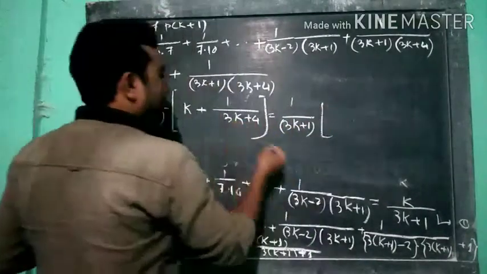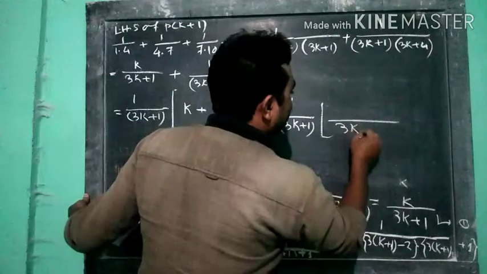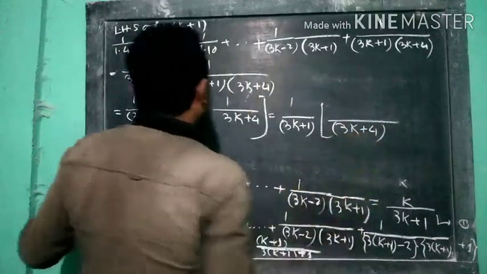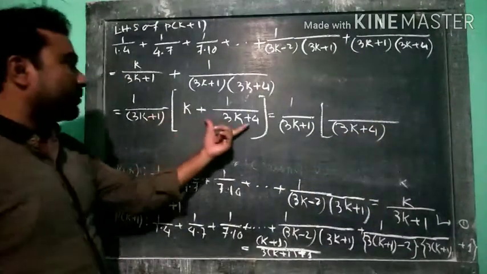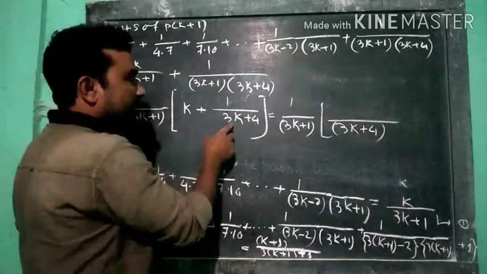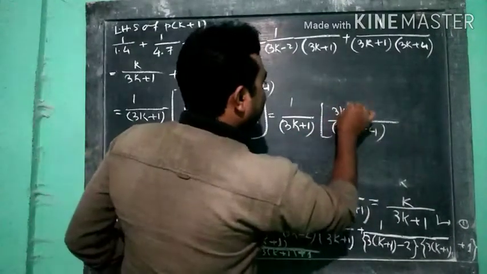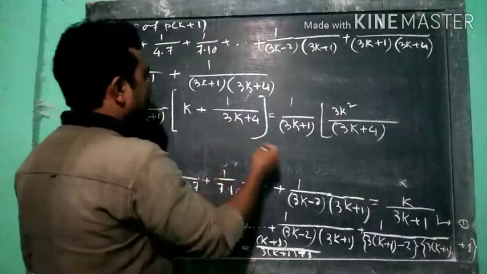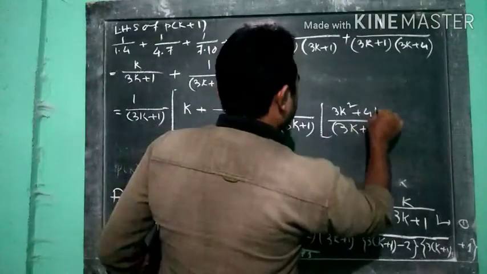Here if we take the LCM, the LCM will be 3k plus 4. Then k has to be multiplied with it. If we multiply with k then we get 3k square plus 4k plus 1.